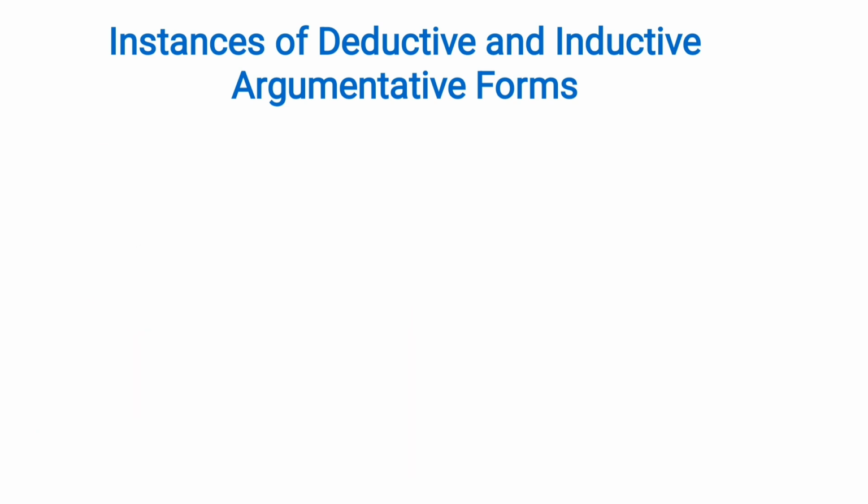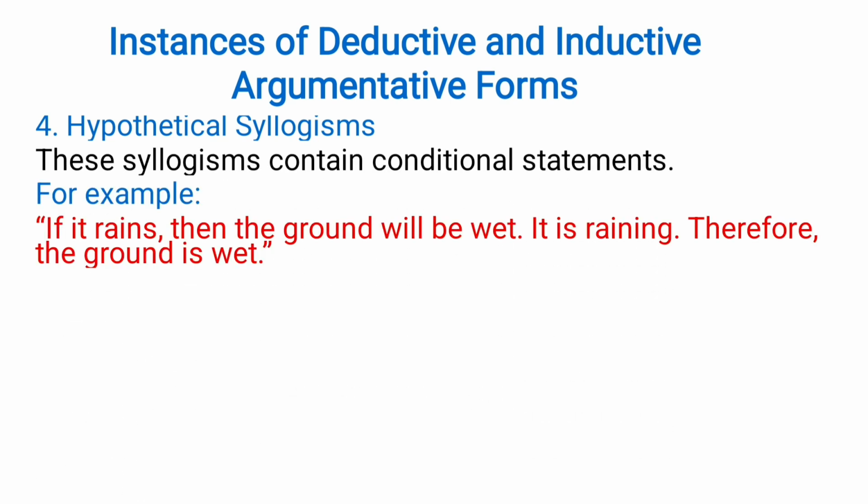And the fourth typical kind of deductive argument is hypothetical syllogism. This syllogism contains conditional statements. For example, if it rains, then the ground will be wet. It is raining, therefore the ground is wet. Here, as you observe from the example, the conclusion, that means the ground is wet, must be true if we hold the premises are true, making this argument a deductive one.